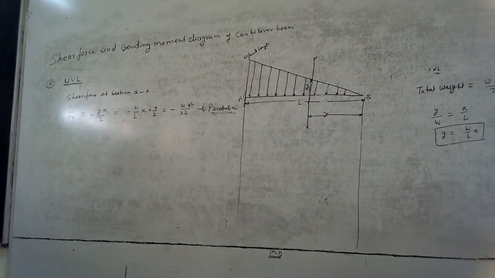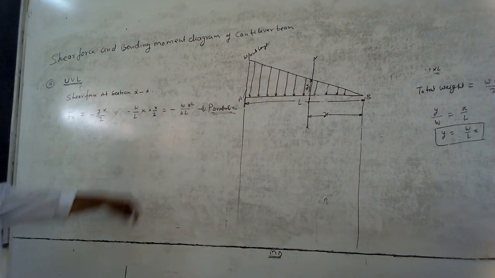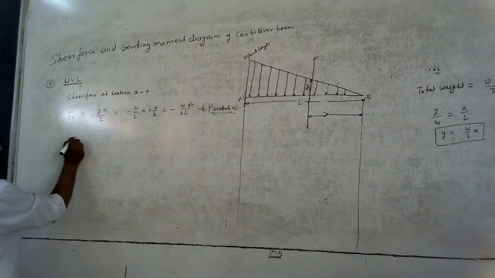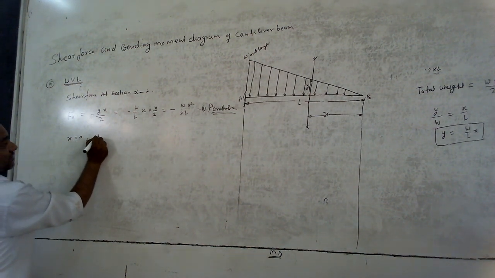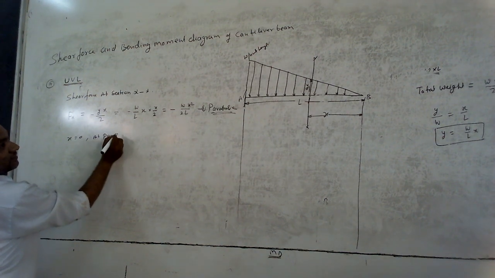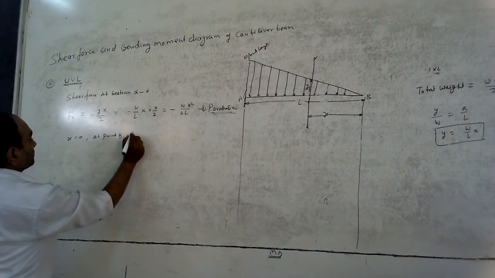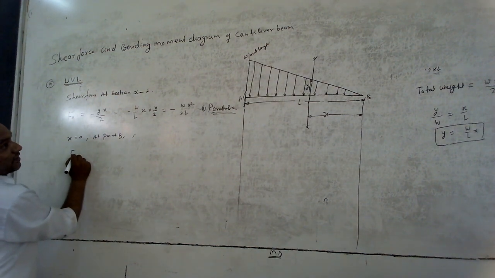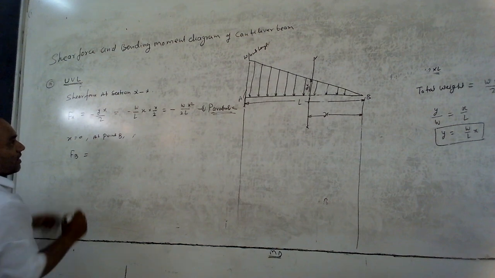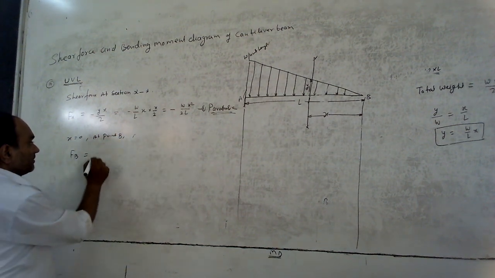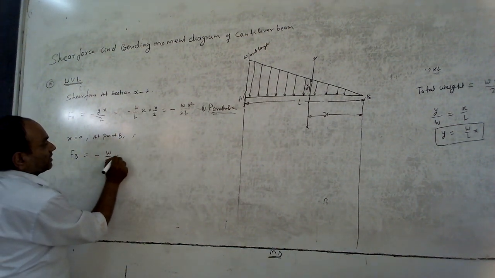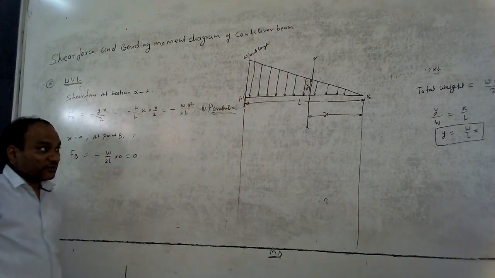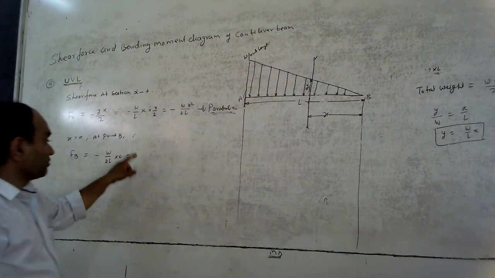We can find out different shear force at different places by putting the different values of x. Put x equal to 0. It means at point B, x equal to 0. At point B, Fx equal to F means Fb equal to, put the value of 0 over here, minus W upon 2L into 0, that is 0. The shear force at point B is 0.